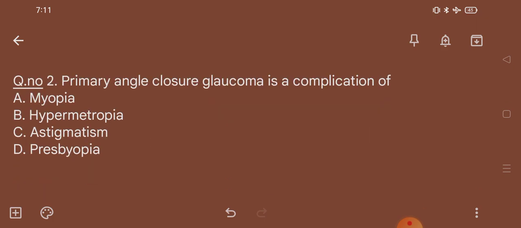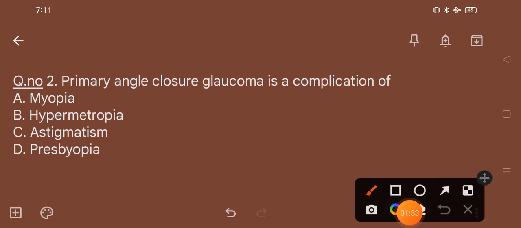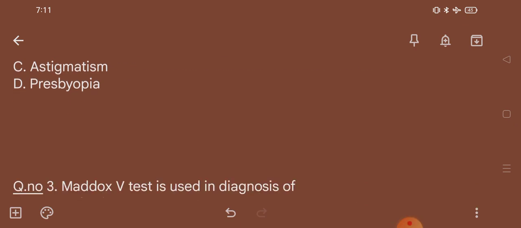Now question number second: primary angle closure glaucoma is a complication of option A, myopia; option B, hypermetropia; option C, astigmatism; and option D. So primary angle closure glaucoma is a complication of hypermetropia. Option B is correct one.